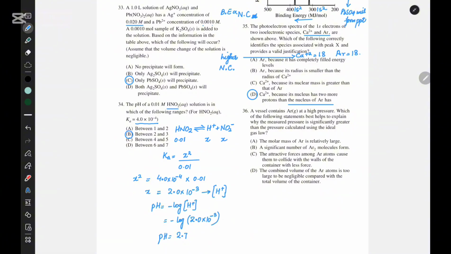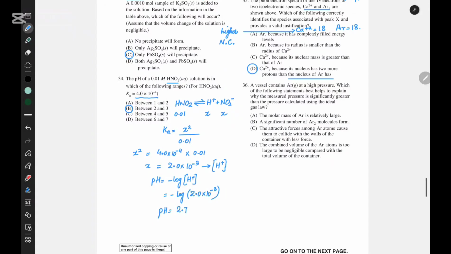Next question, a vessel contains argon at a high pressure. Which of the following statements best helps to explain why the measured pressure is significantly greater than the pressure calculated using the ideal gas law? So what happens, as you can see, argon is at higher pressure. So at high pressure what happens? At high pressure, gas particles come close together.